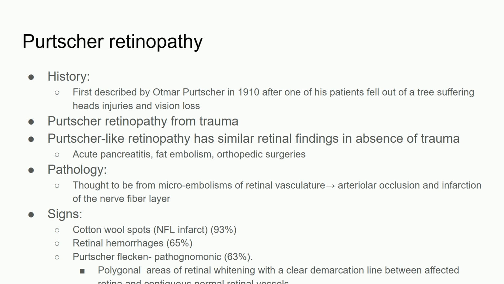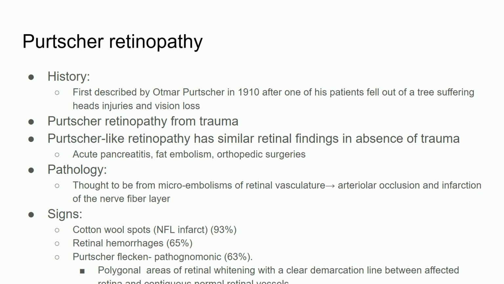The pathology is thought to be from microembolisms of the retinal vasculature that lead to arteriolar occlusion and infarction of the nerve fiber layer. The signs: the most common one is cotton wool spots, found in 93%, then retinal hemorrhages, and the pathognomonic sign is Purtscher flecken. This is polygonal areas of retinal whitening with a clear demarcation from the affected retina.